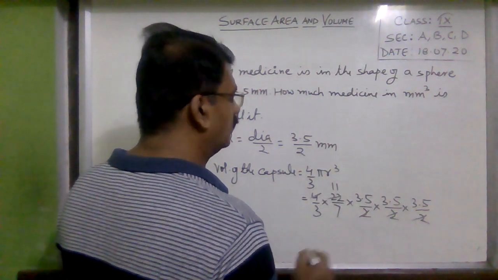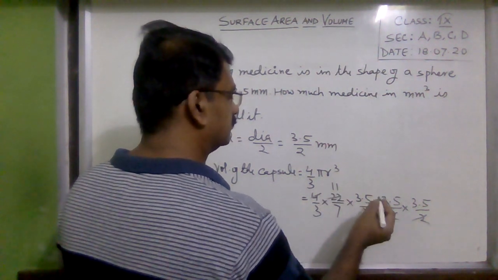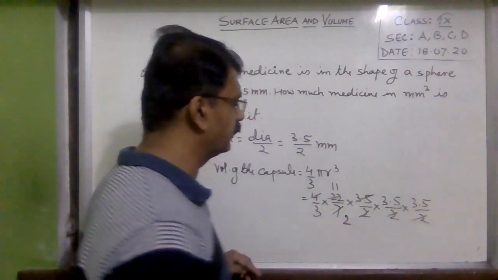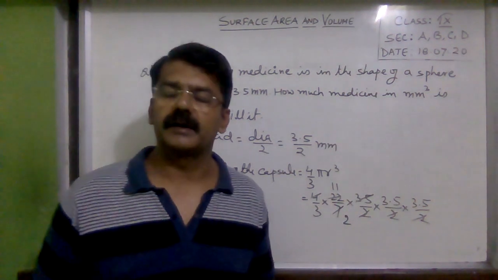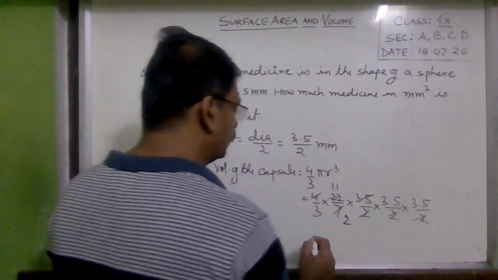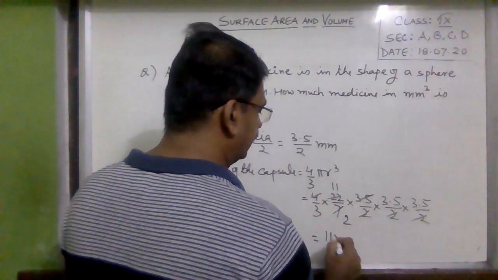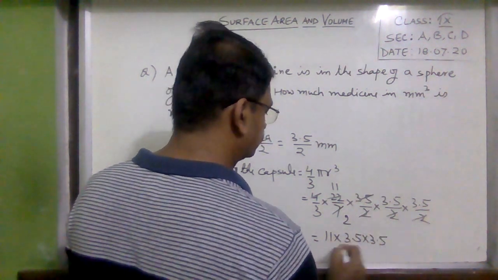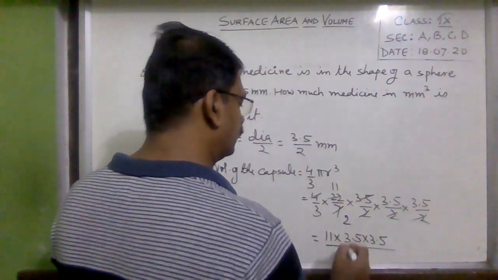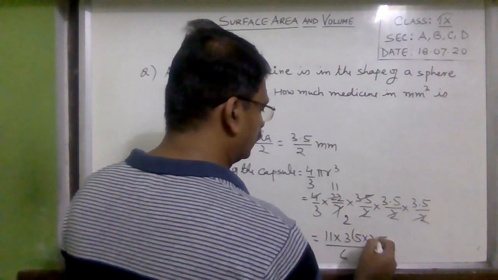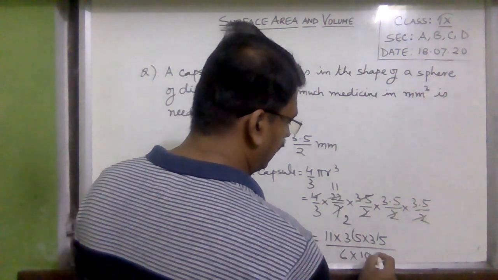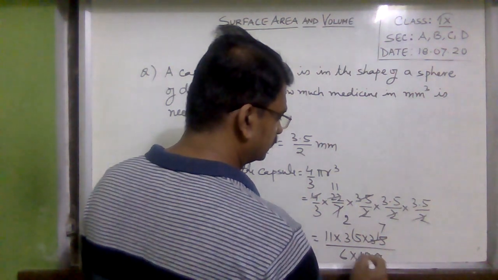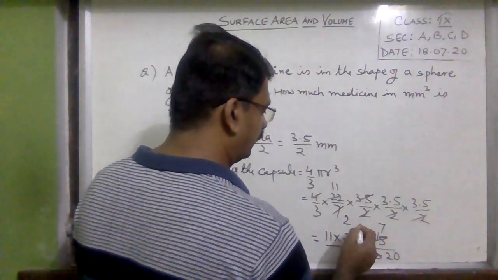Now 3 into 2 is 6, double of 3.5 is 7. Now in the numerator we have 11 into 3.5 into 3.5, and in the denominator we have only 6. Now you remove these two decimals and you will have 100 here. Now cancel it by 5, again by 5.